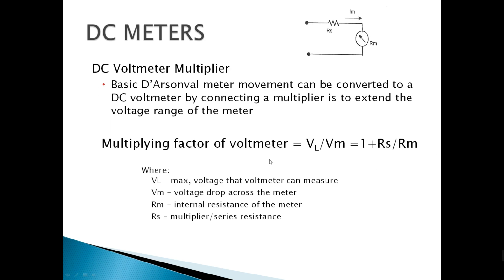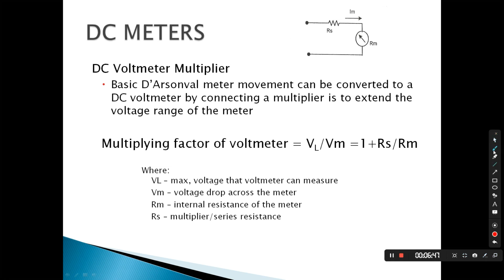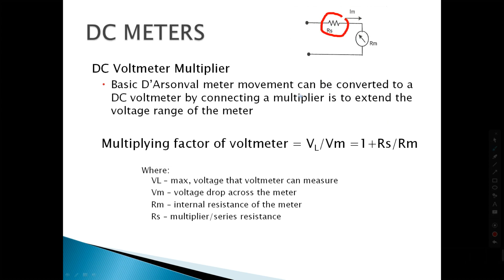So we have the DC voltmeter multiplier. A basic Arsonval voltmeter movement can be converted to a DC voltmeter by connecting a multiplier to extend the voltage range of the meter. In our ammeter, we have a shunt resistor, but this time in our voltmeter, we have a series resistance. This series resistance serves the same purpose as the shunt resistance in an ammeter. It is to extend the voltage range of the meter.